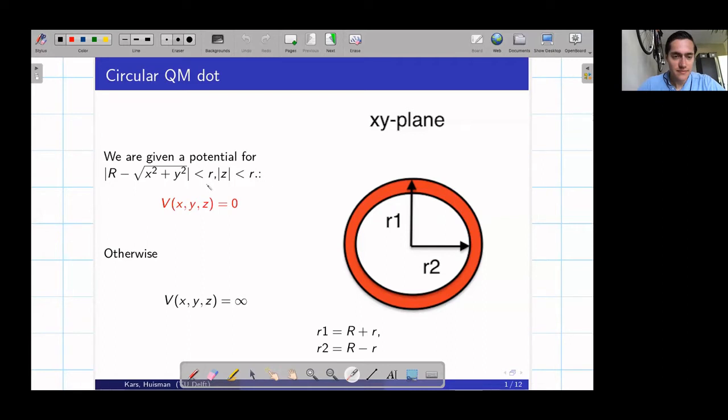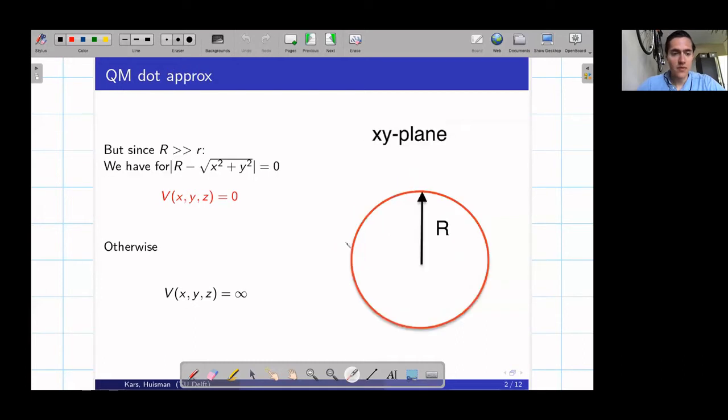So you have 2 circles of radius r1, which is R plus r, and r2, which is R minus r. And the region between those circles, that's the part where the potential is 0. But for this problem, we assume that this big R is way bigger than the small r. So in fact, we just have this circle in the xy plane for which the potential is 0, and outside it's infinity.